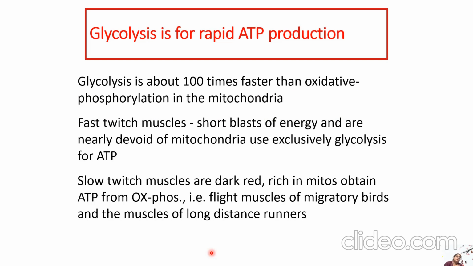Glycolysis is about 100 times faster than oxidative phosphorylation in the mitochondria. So what is the meaning of fast twitch muscles? They provide short bursts of energy, are nearly devoid of mitochondria, and use glycolysis exclusively for ATP. The slow twitch muscles are dark red, rich in mitochondria, and obtain ATP from oxidative phosphorylation, like the flight muscles of migratory bats and the muscles of long distance runners.